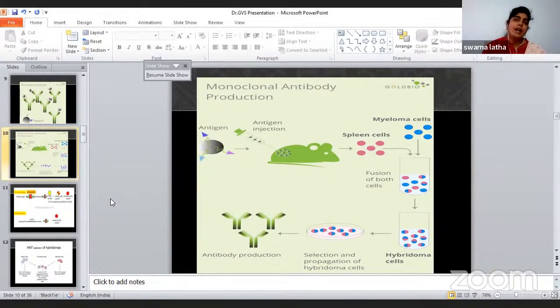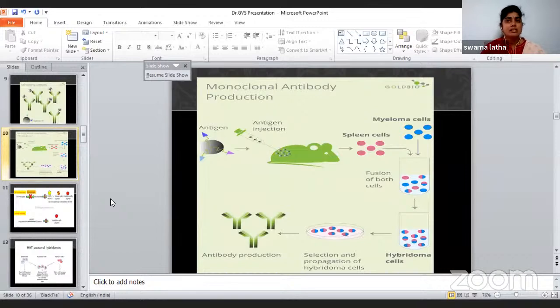So in order to have a longer run of antibody production, we use the myeloma cells also. Myeloma cells are nothing but tumor cells, as all of you know. The main characteristic feature of a myeloma cell is immortality. That's why we see in cancers a continuous, uncontrolled growth, right? They don't die. So we can say that immortal myeloma cells can be used.